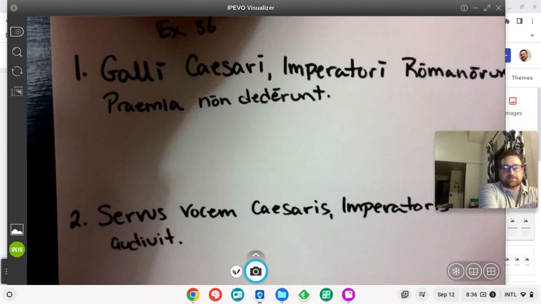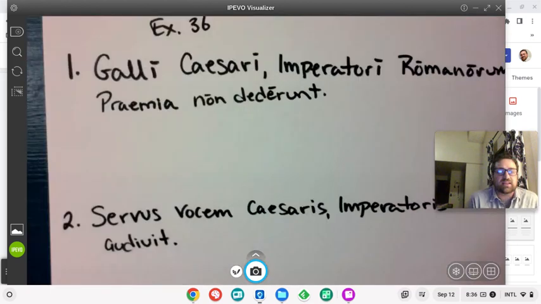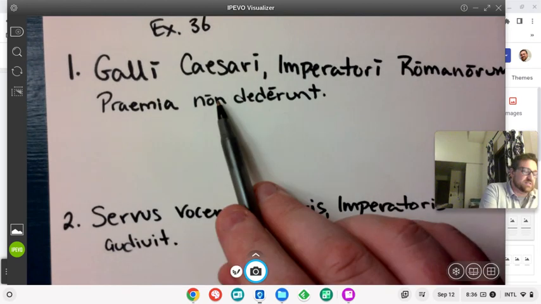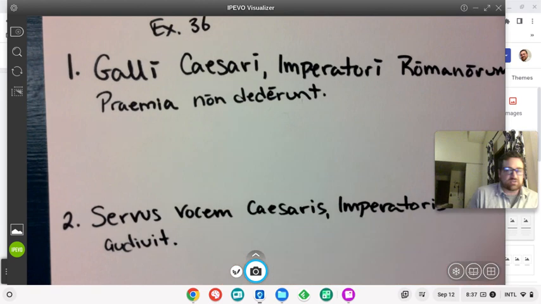Galli Caesari Imperatori Romanorum praemia non dederunt. We're going to start with subject and verb. Okay, so our verb is non dederunt. Dederunt means they gave. It's plural, it's got an nt ending, so it's they gave. But it says non dederunt, so it means didn't give. And so what we want to do is find the subject, the thing that's going to be in the nominative.